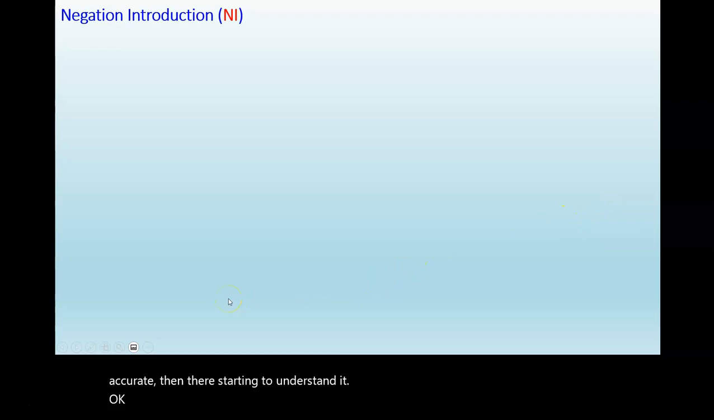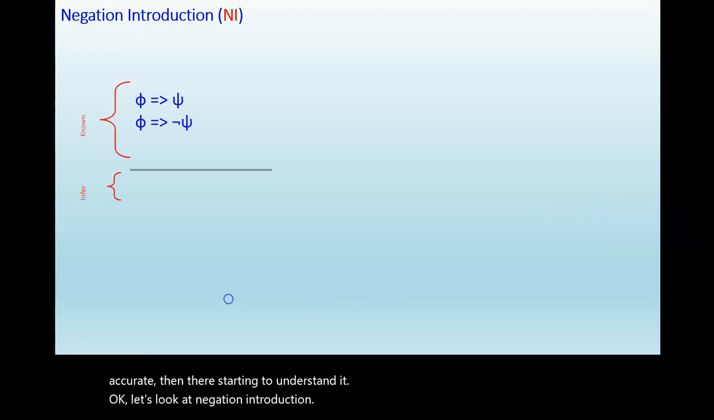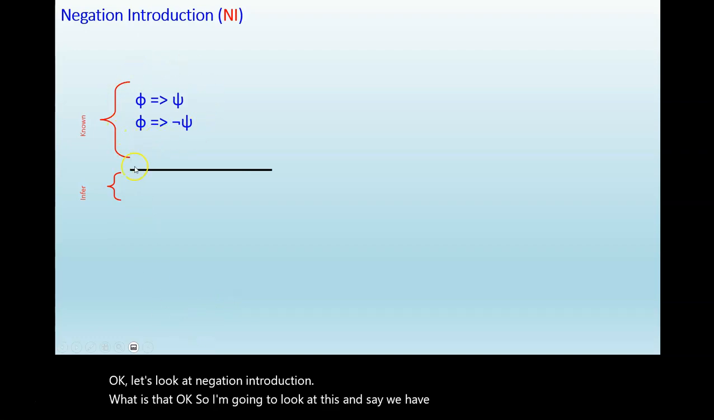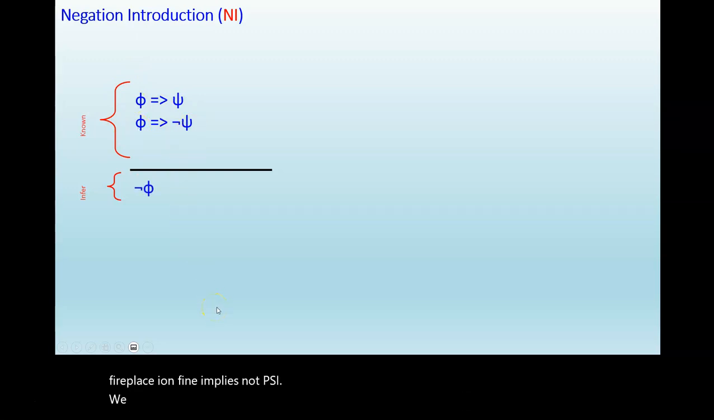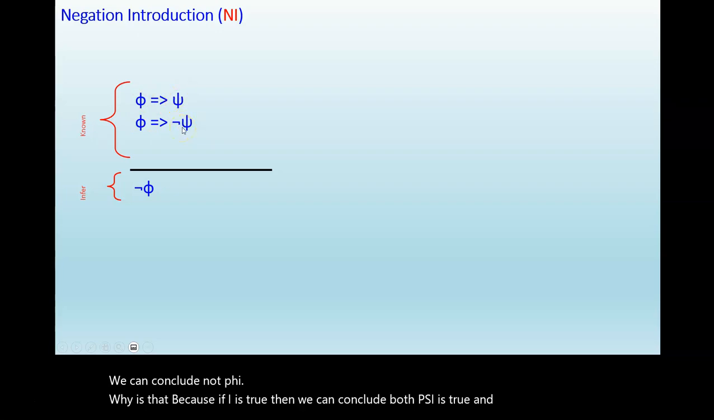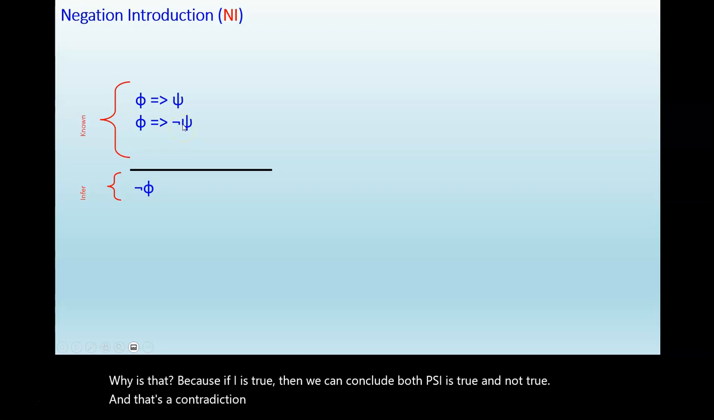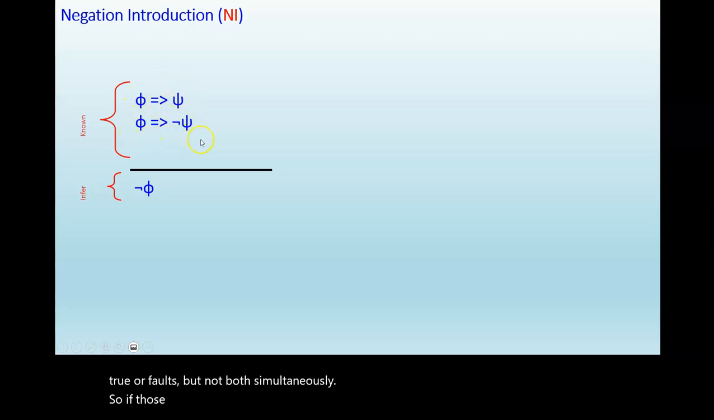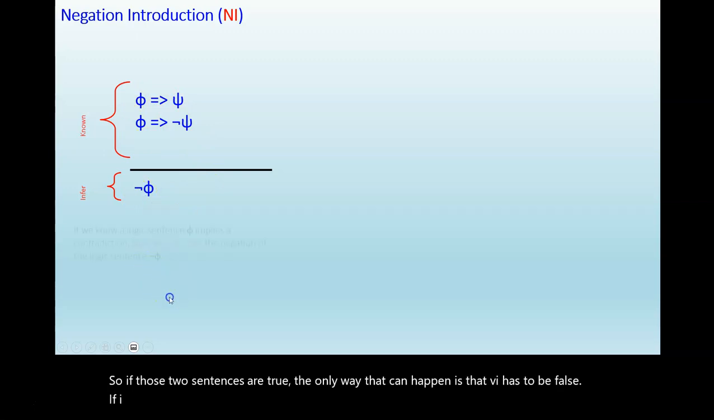Okay, let's look at negation introduction. So I'm going to look at this and say we have 2 premises. We're saying that phi implies psi and phi implies not psi. We can conclude not phi. Why is that? Because if phi is true, then we can conclude both psi is true and not true. And that's a contradiction because remember, a logic sentence has to have a truth value of true or false, but not both simultaneously. So if those 2 sentences are true, the only way that can happen is that phi has to be false.